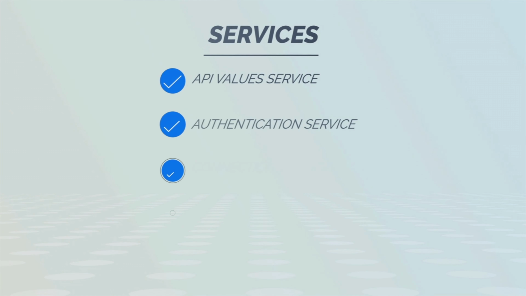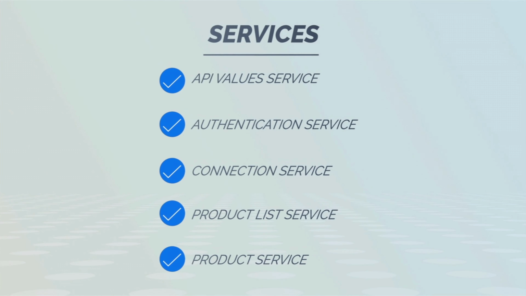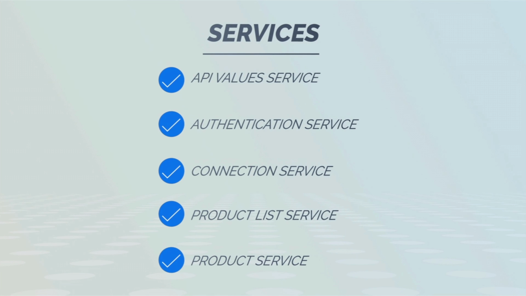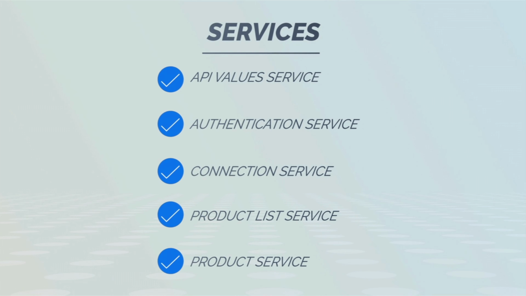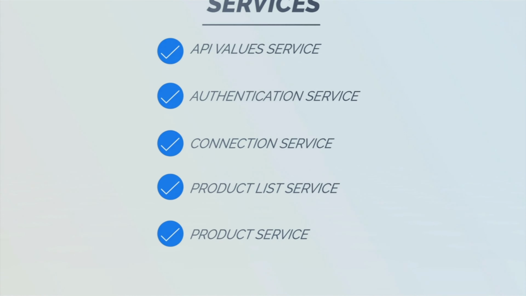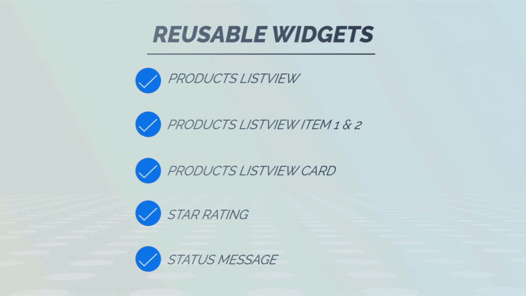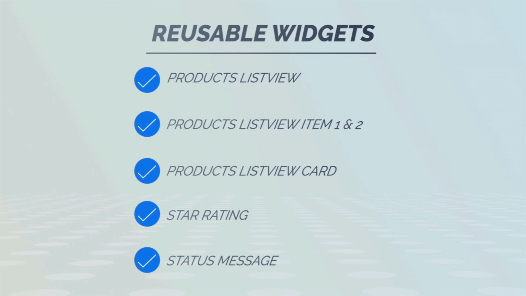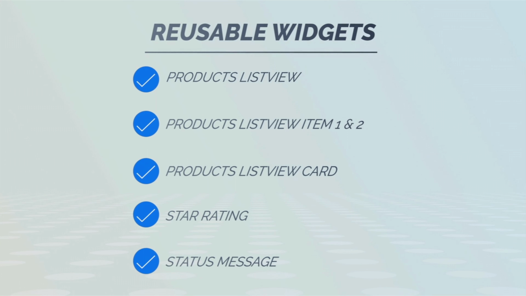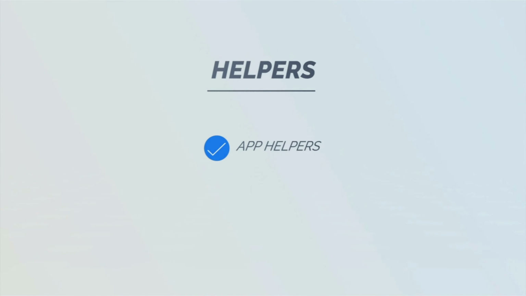We'll create the authentication model, the authentication error model, the product model, and the products list model. We'll create the API values service, the authentication service, the connection service to check for internet connectivity, product list service, and the product service. We'll create widgets like the products list view, the products list view item 1 and item 2, the products list view card, the star rating, and the status message widgets. We'll create the app helpers.